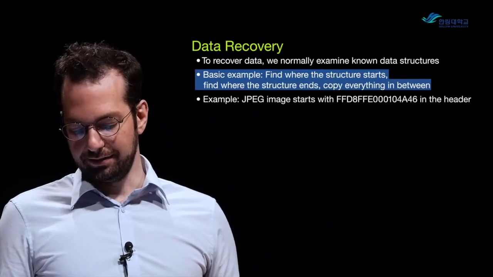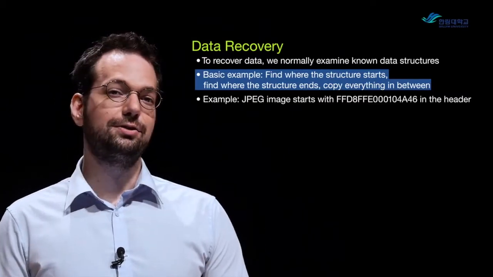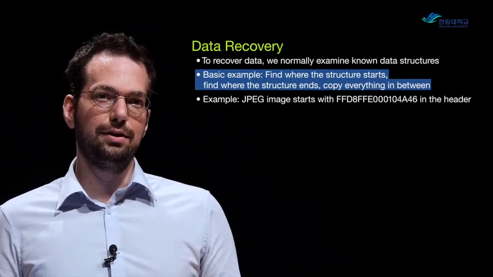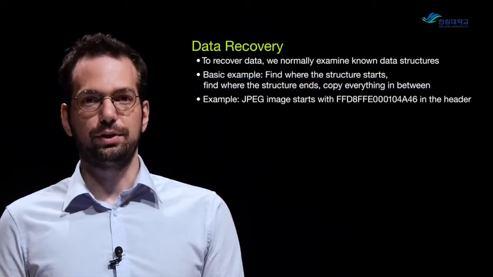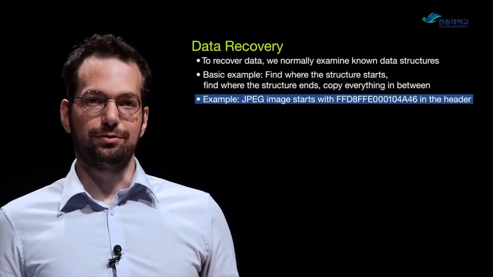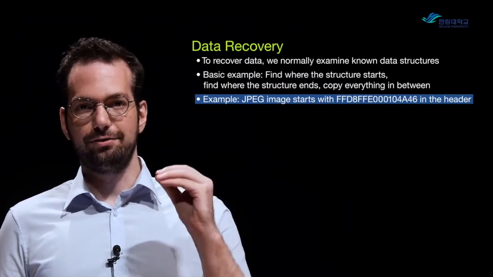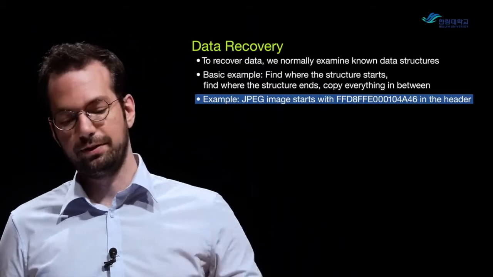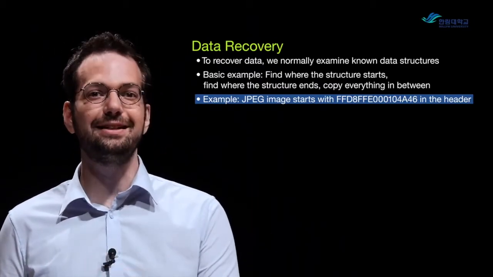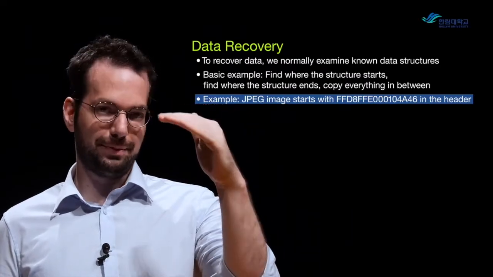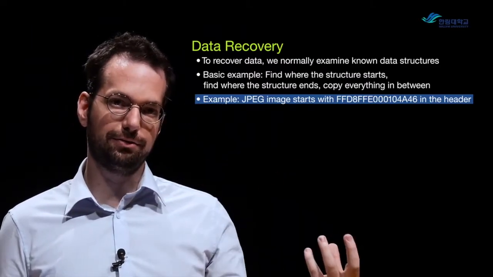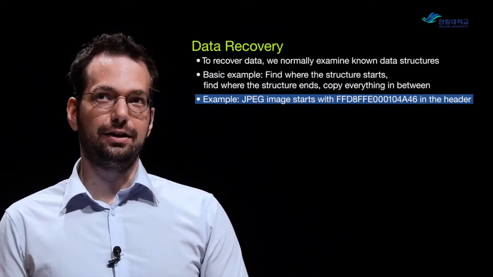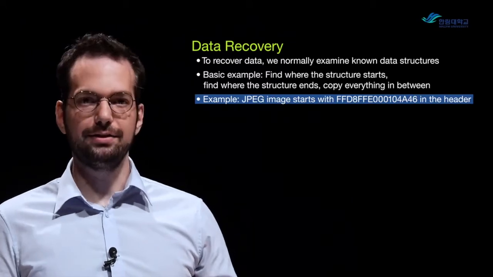So a basic example: find where the structure starts, find where the structure ends, and then copy everything in between. Imagine that we have an image file, and we'll actually practice this today. In the slides, I have an example of a JPEG image, and we have a file header for the JPEG image. So we look for where the file header begins, we look for where the file information ends, and if we just start copying from the beginning to the end, we copy everything out into another file, we can recover the image that's in this data, even if the suspect had deleted that image. We might still be able to recover this.